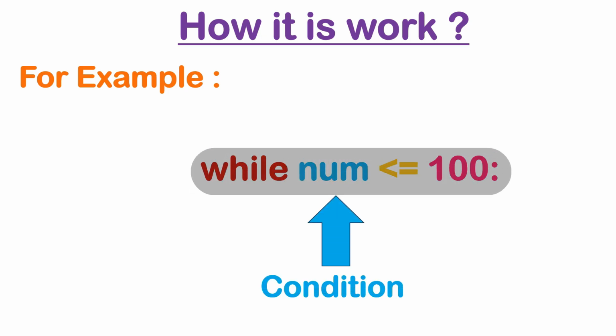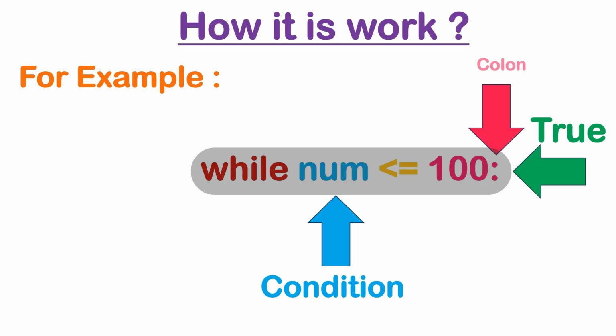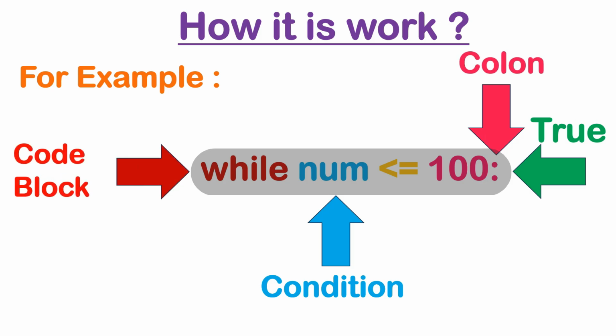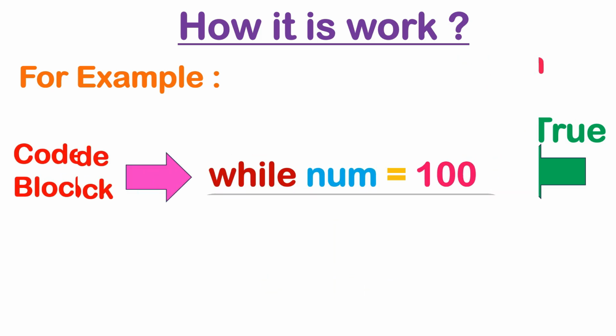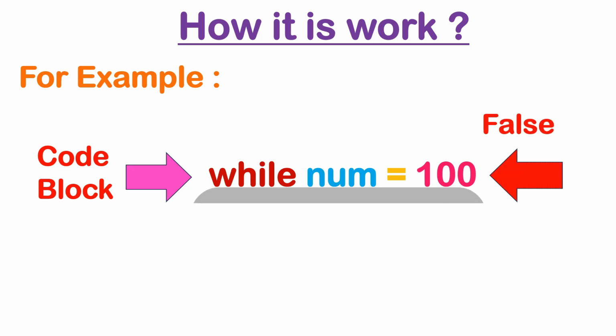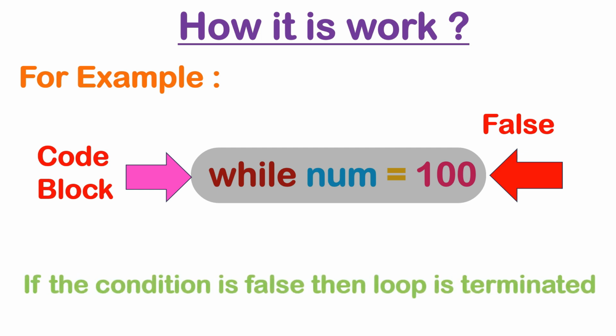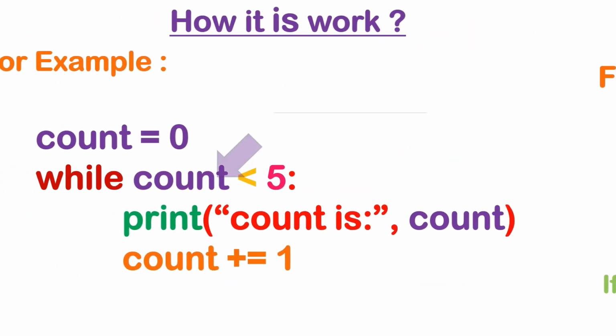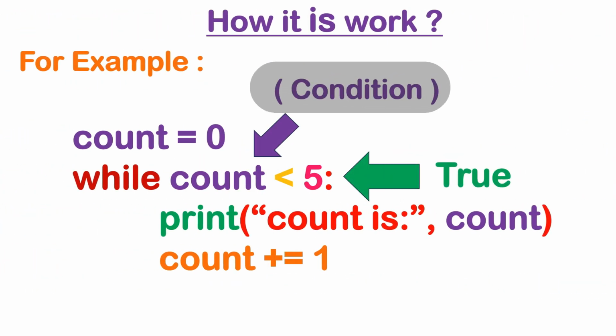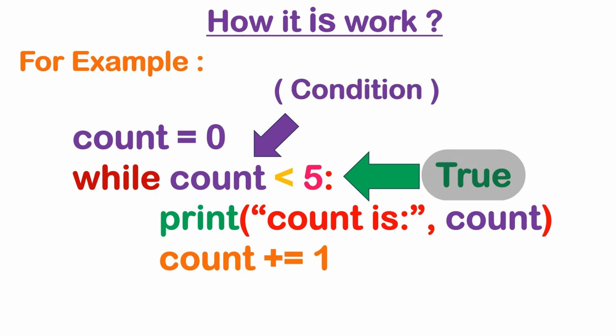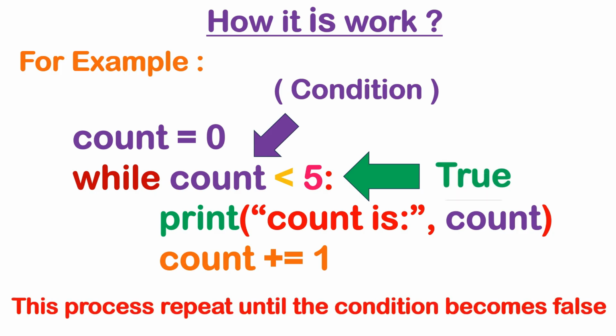It will first check the condition. If it is true, the code block inside the loop is executed. If it is false, the loop is terminated and the program continues executing the code that follows the loop. After executing the code block, the condition is checked again. If it is still true, the code block is executed again, and this process repeats until the condition becomes false.